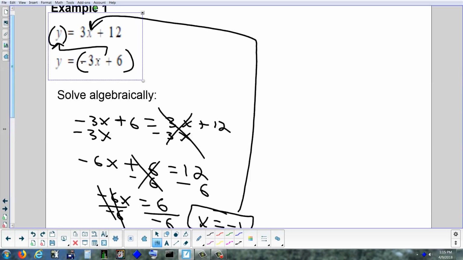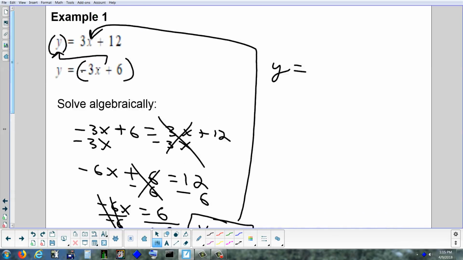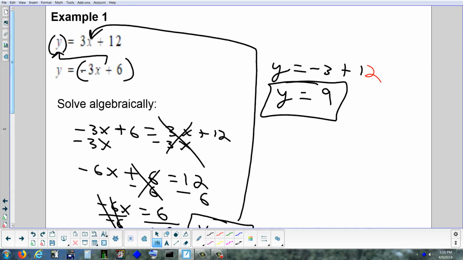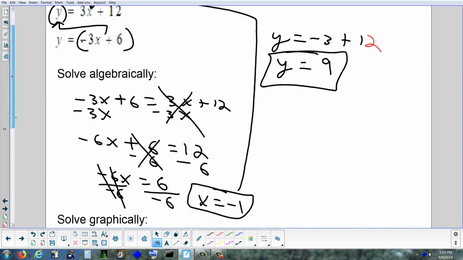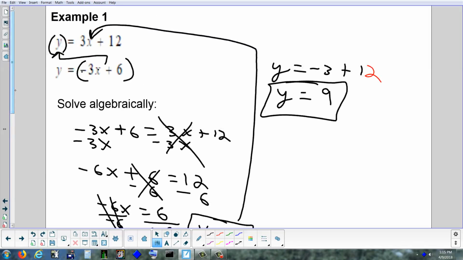So we get y equals, what's 3 times -1? -3. So 3 times -1 is -3. -3 plus 12, 9. And there's our 2 answers: -1, 9. So now that we have those, when we graph it, we already know where these lines should cross: -1, comma 9. That's an advantage of doing the algebra first, we already know what the answer should be on the graph.